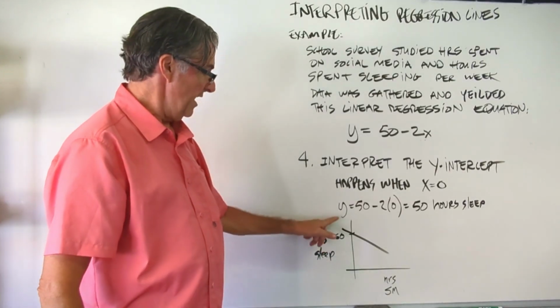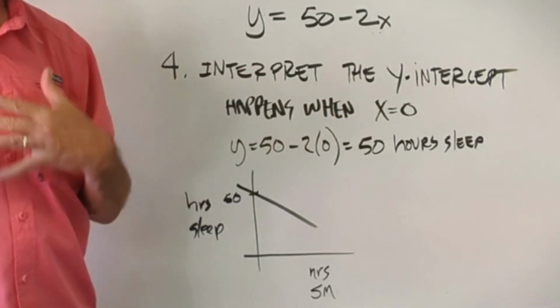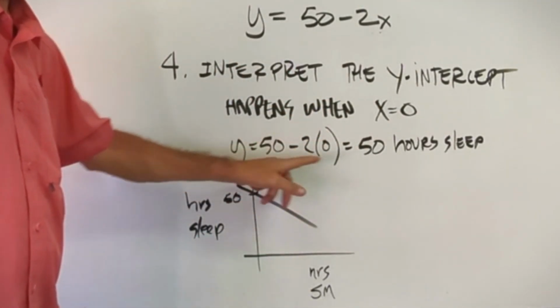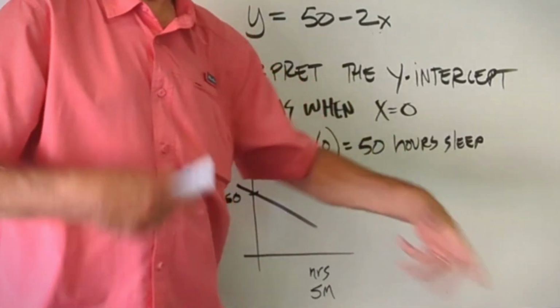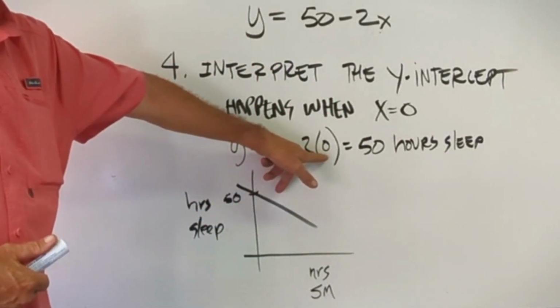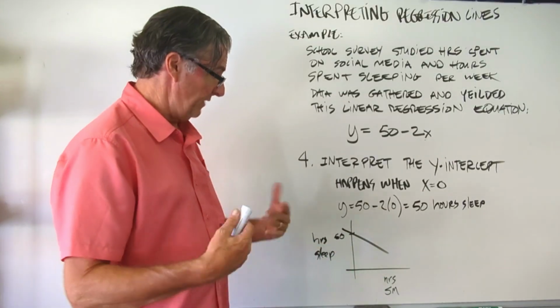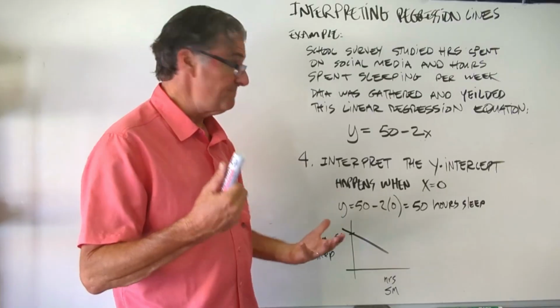Okay, so what I did is I plugged in 0 for x. Remember, it happens when x is 0. So I put my 0 in for x. So it's 50 minus 2 times 0, which is just 50. So that tells us 50 hours of sleep when there are 0 hours on social media. So that's pretty good. If you spend no time on social media, you're going to get more sleep.